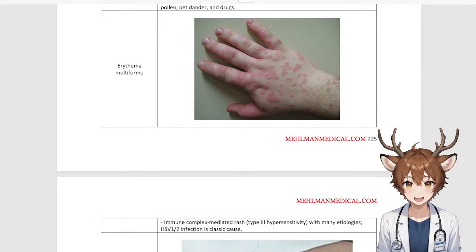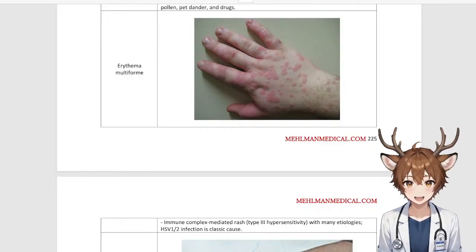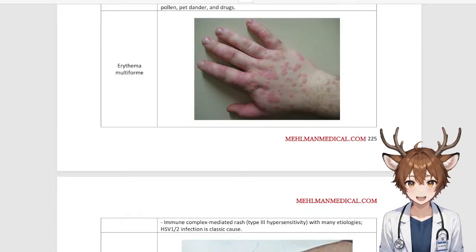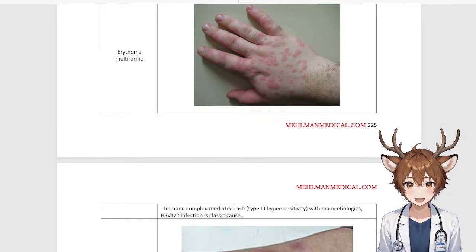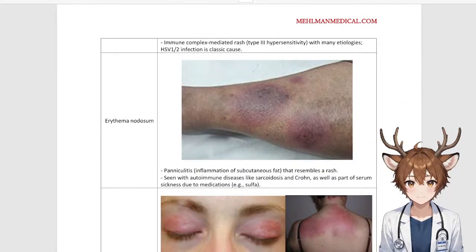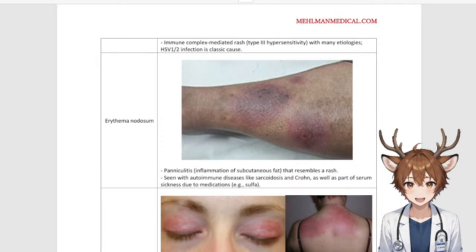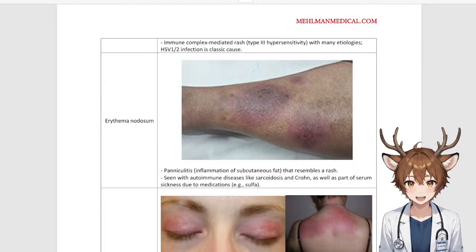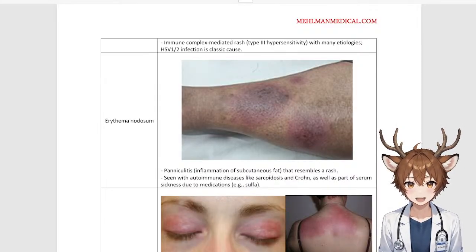Erythema multiforme, immune complex mediated rash, type 3 hypersensitivity with many etiologies, HSV1/2 infection a classic cause. That's a type 3, erythema multiforme. Erythema nodosum, panniculitis, inflammation of subcutaneous fat that resembles a rash, seen with autoimmune diseases like sarcoidosis and Crohn's disease, as well as part of serum sickness due to medications like sulfa.